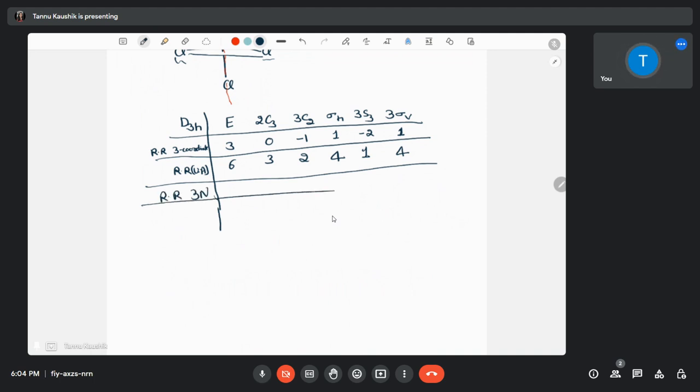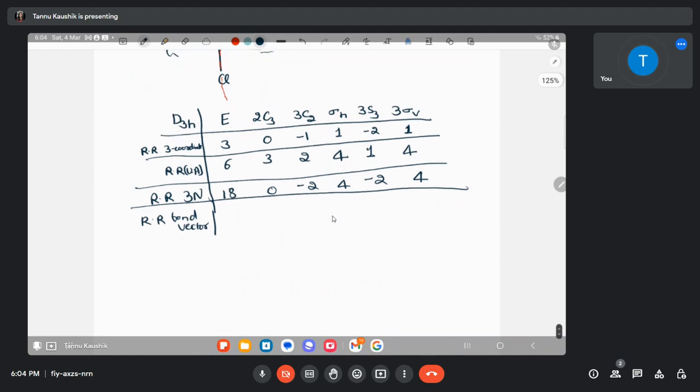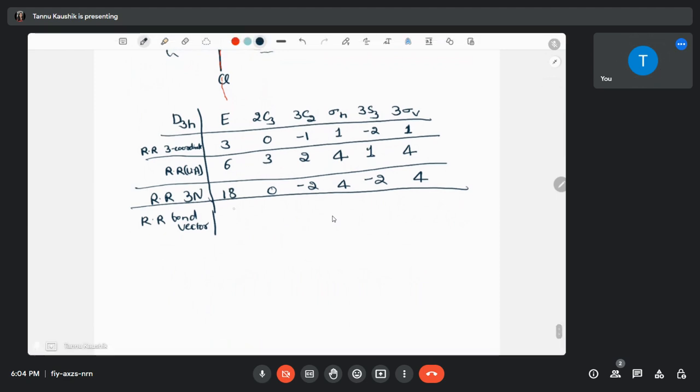So the reducible representation for 3N will be the multiplication of the two representations, which is 6 threes are 18, 0, minus 2, 4, minus 2, 4. Reducible representation for bond vector, we just have to subtract 1 from the unshifted atoms. So it will become 5, 2, 1, 3, 0, 3.